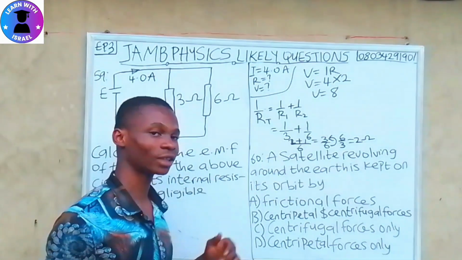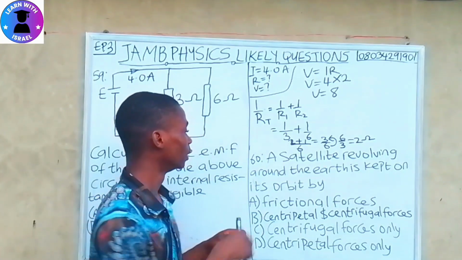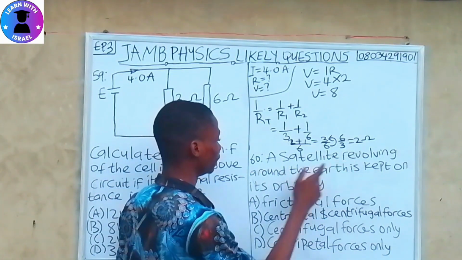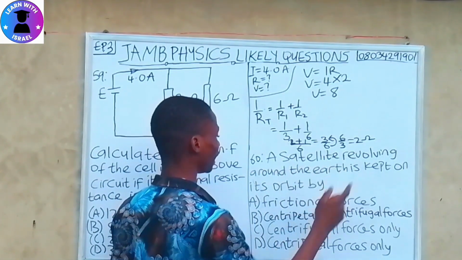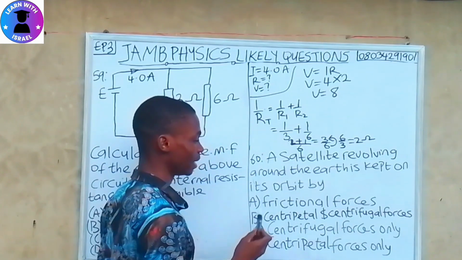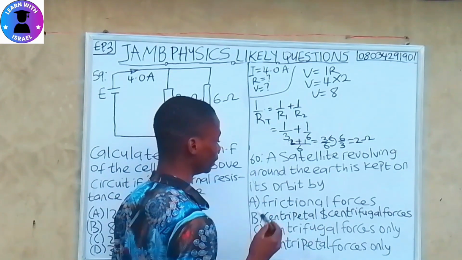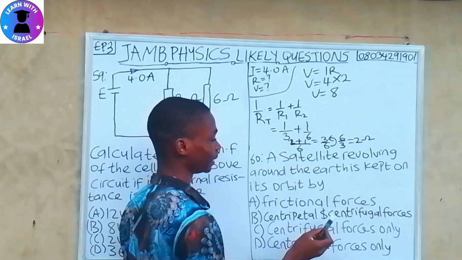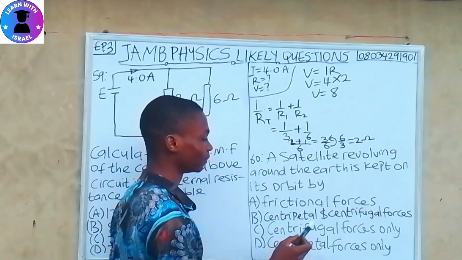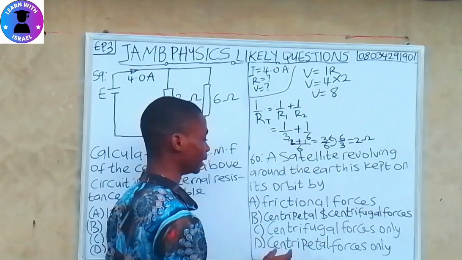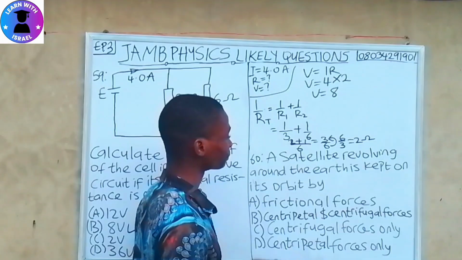Question 60, which is the last question for episode 3. A satellite revolving around the Earth is kept on its orbit by A, frictional forces, B, centripetal and centrifugal forces, C, centrifugal forces only, D, centripetal forces only.